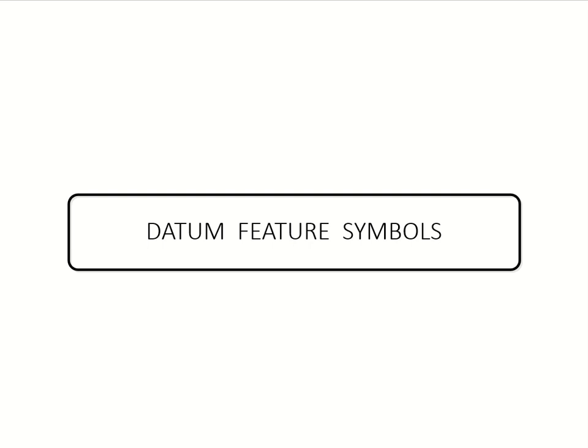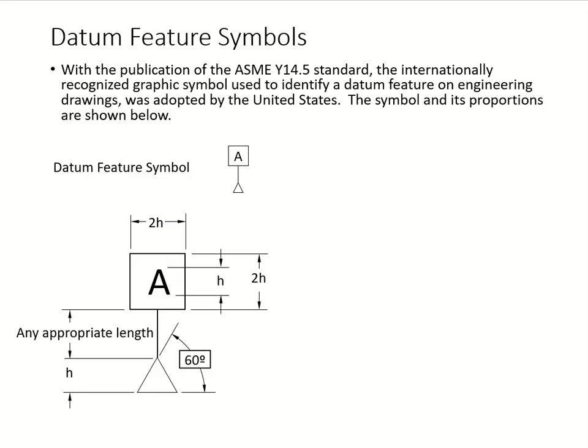Alright, in part 2, we'll get into datum feature symbols. Let's take a look at what kind of symbol we use for a datum feature. Okay, so here is your datum feature symbol, right? When you take a look at the symbol, we have a particular angle right there. See that little angle right there?